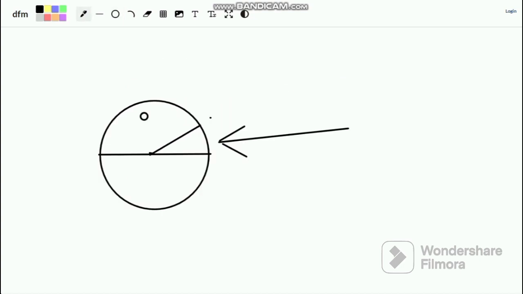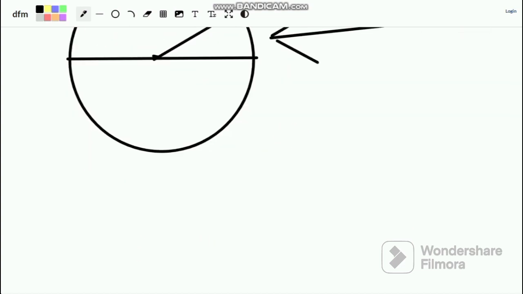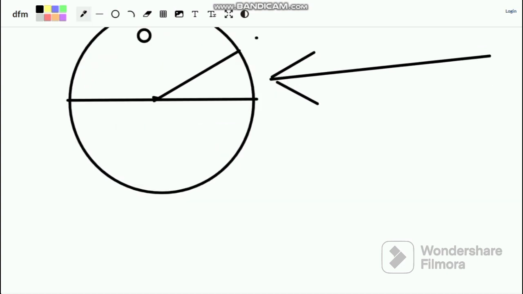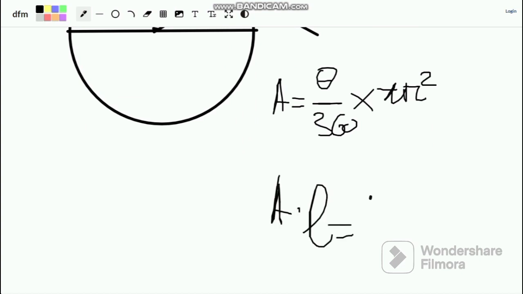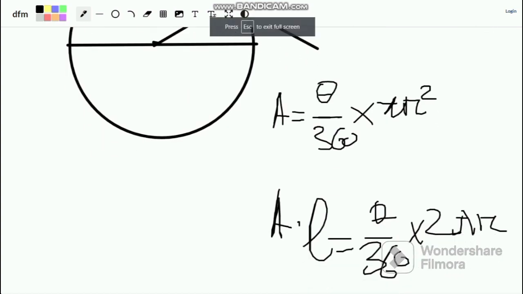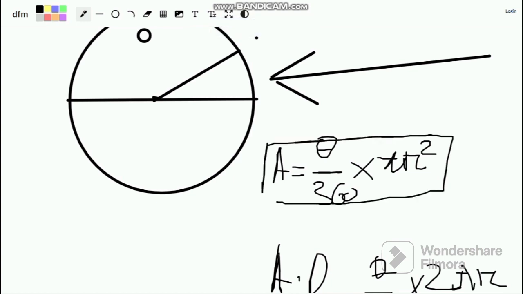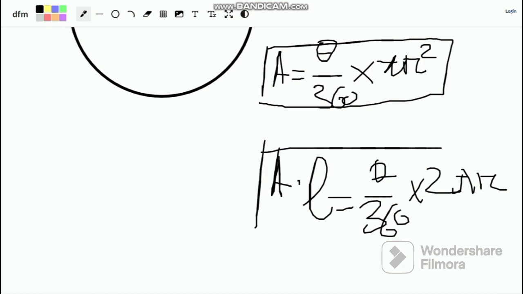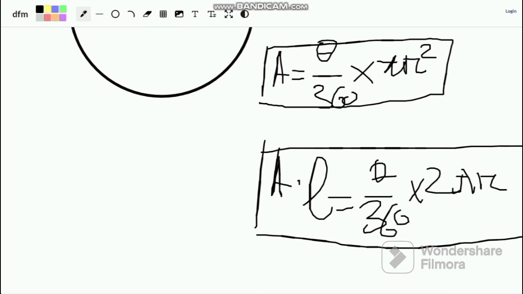Now if you are told to find the area of this portion, what formula are you going to use? The formula you're going to use is theta divided by 360 times pi r squared, and the arc length would be theta divided by 360 times 2 pi r. So the area of the sector of a circle is theta divided by 360 times pi r squared, and the arc length of the sector of a circle is theta divided by 360 times 2 pi r.